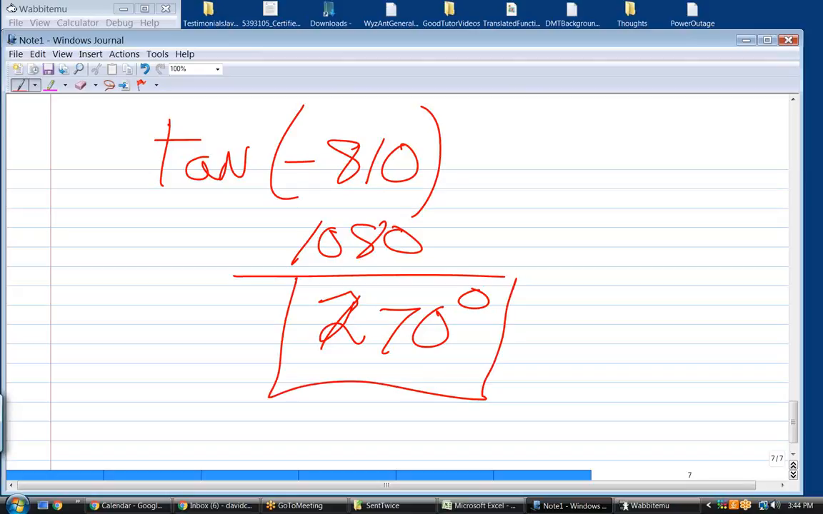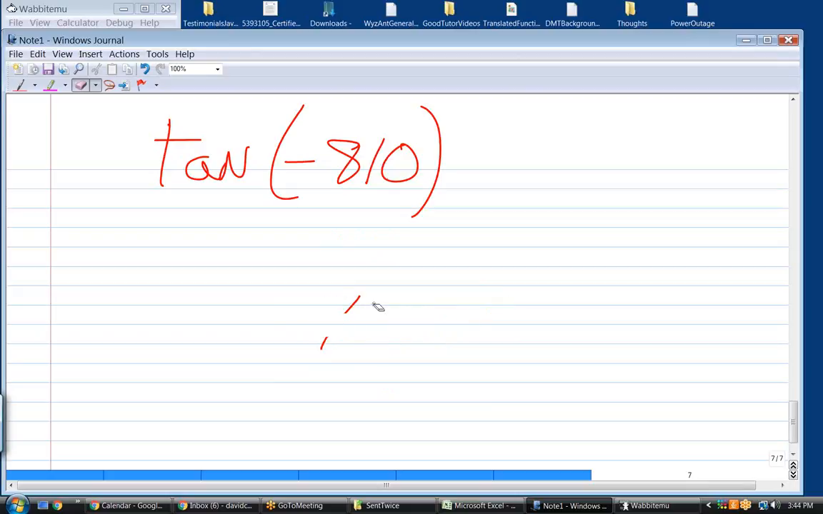Okay. Now, if that's all they want, that's what you do. No matter what this number is, you add or subtract. If that was plus 810, then I would have to subtract 2 unit circles, 720 worth, to get the reference angle of 90 degrees.